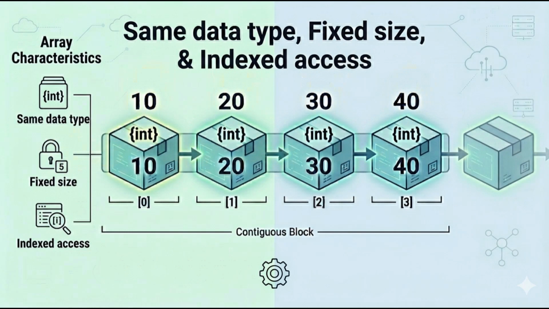Arrays have some key features. All elements must be of the same data type, whatever values you are entering in the array. The size of the array is fixed. And elements are accessed using an index.